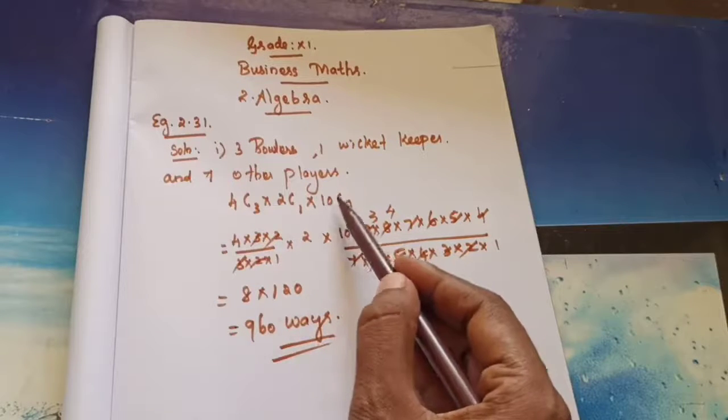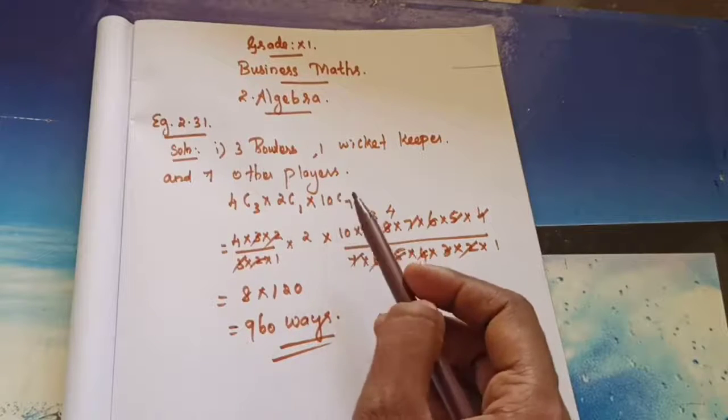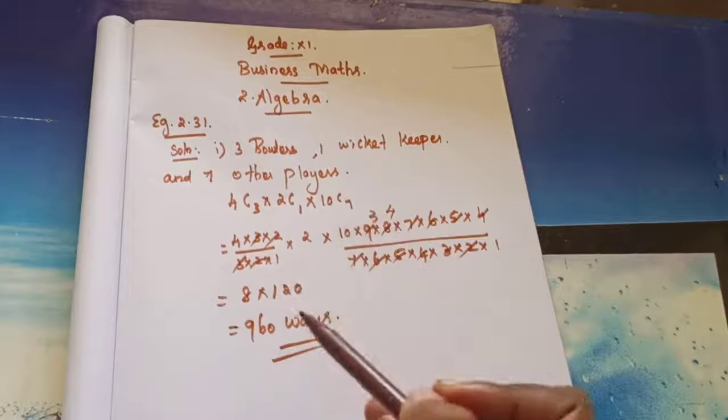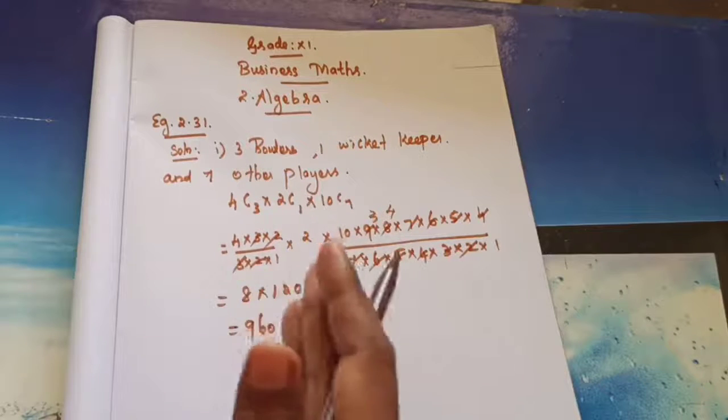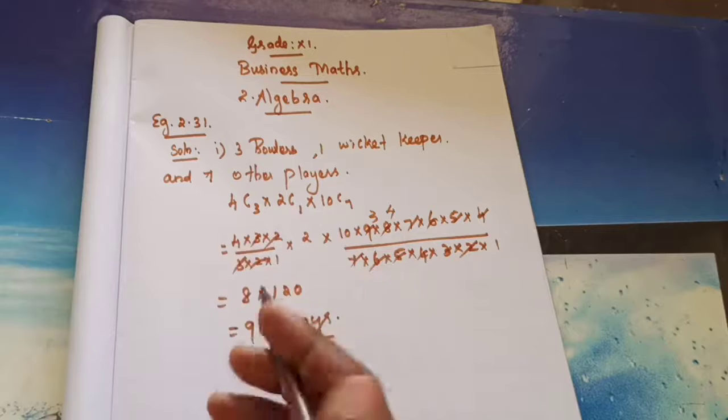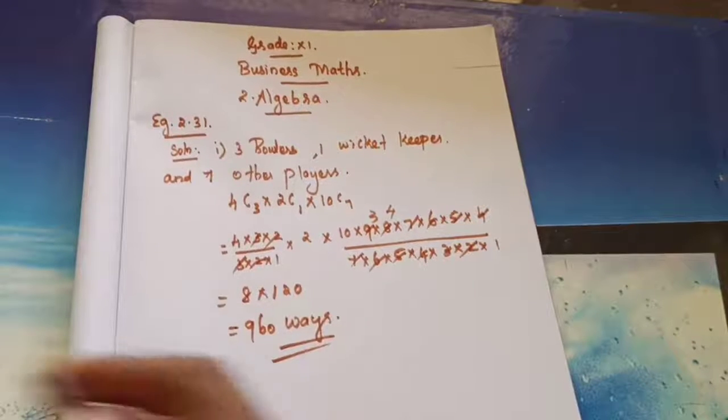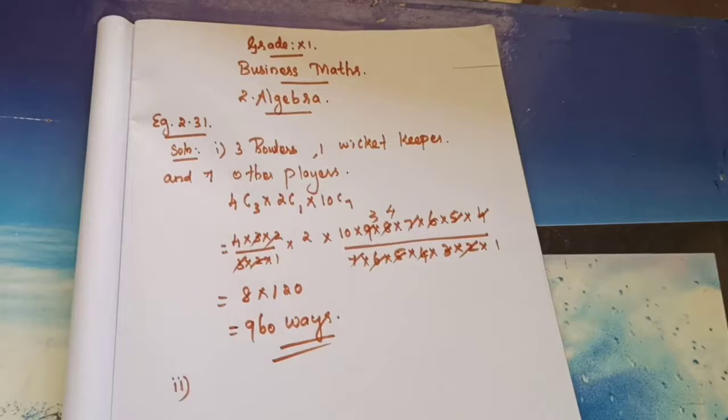Then here, see 10C7. What is the difference? 3 is the difference, so 10C3. You will get the same answer, so you can use that same procedure. No problem. Okay, so second part. In the second part, 3 bowlers I have chosen here, and 1 wicket keeper we have chosen.